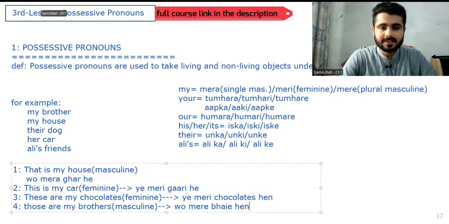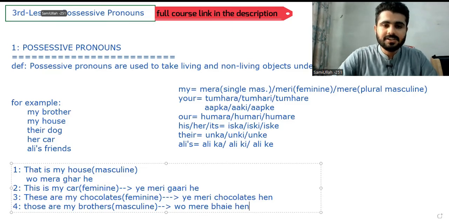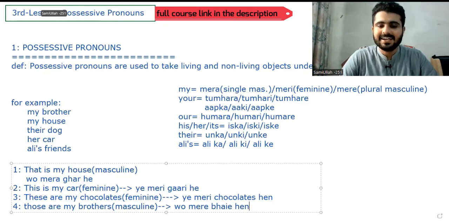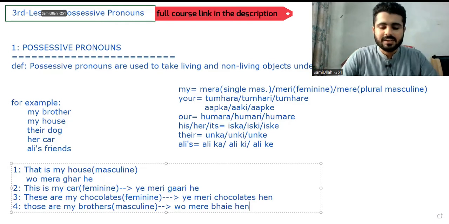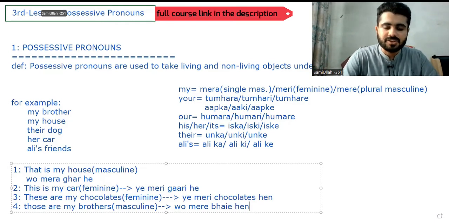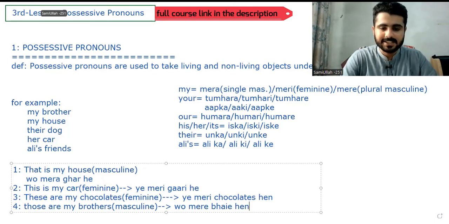I hope this is clear. Let me give you an overview. Look at the object. That is my house. House is the object. If it's taken as single masculine, use the single masculine version of that pronoun. Just like for single masculine, in the word my we have mera. In the word your we have tumhara. In the word our we have hamara. Hamari nahi, hamara. His, her, its, iska, their, unka. So look at the object and then choose the word from the family of each and every possessive pronoun. Just like ठीक है. Okay. Now let's use it with other pronouns. Let me copy it.